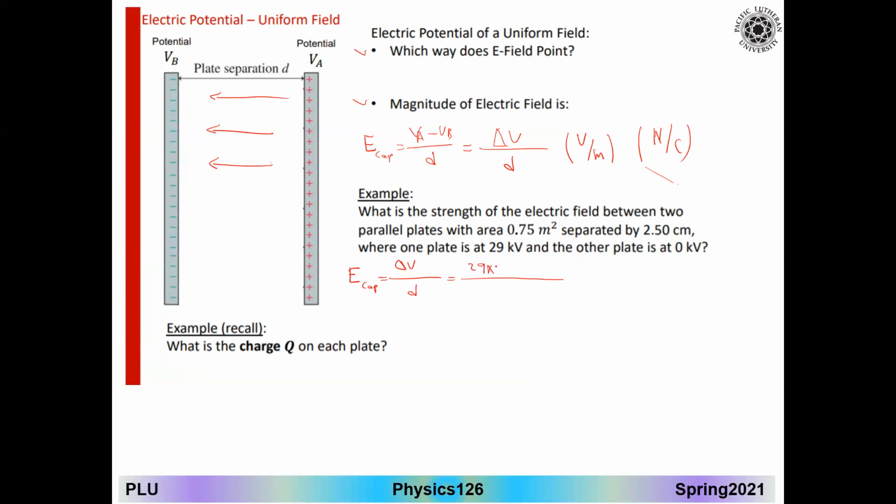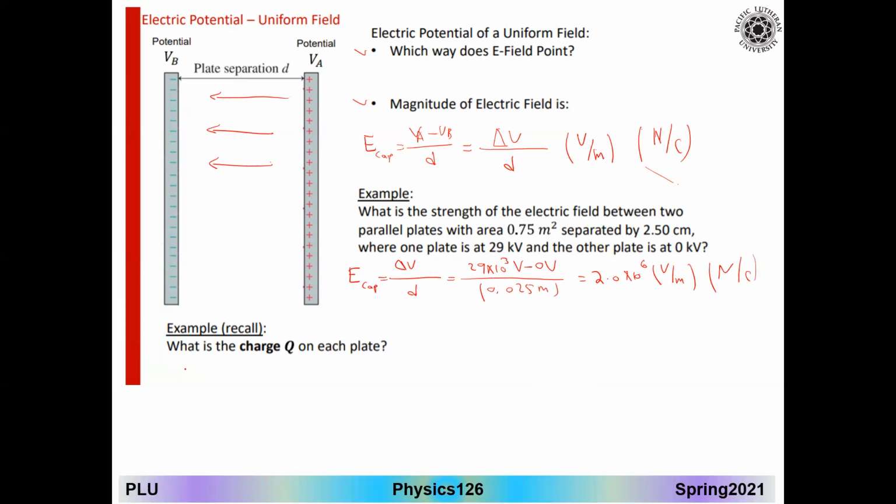I will use delta V divided by D, where delta V is 29 times 10 to the 3 volts minus 0 volts, divided by the distance. It should use the meter unit, 0.025 meter. And this numerical value is 1.2 times 10 to the 6. I can write volt per meter or Newton per coulomb.